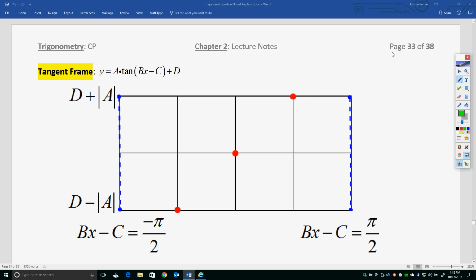This is Professor Pelton. This is Trigonometry, Chapter 2, Section F. This is Part 2 of 3. This is going to cover the tangent and cotangent frame methods.